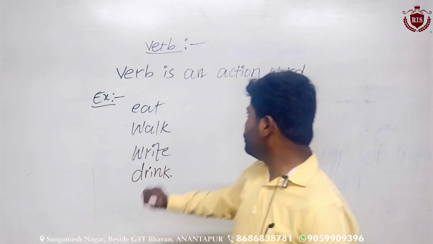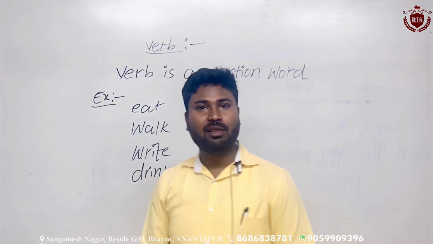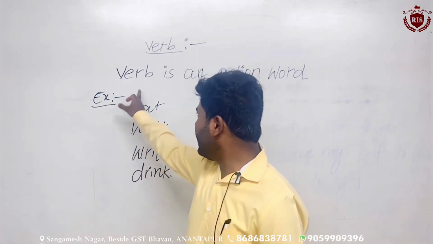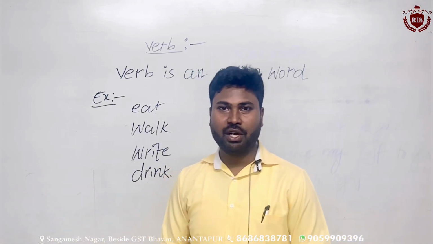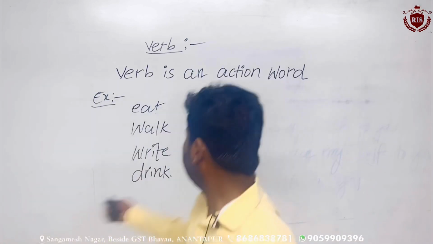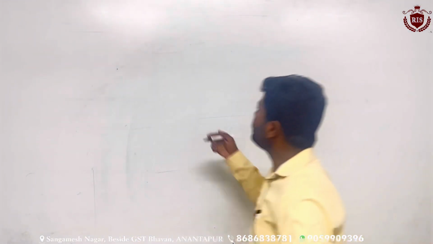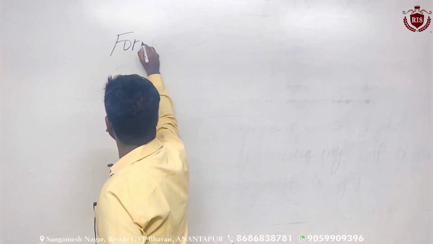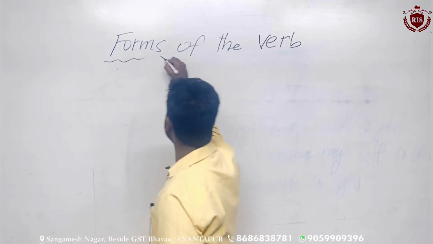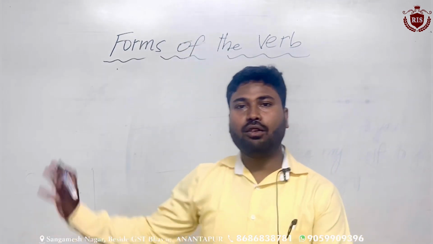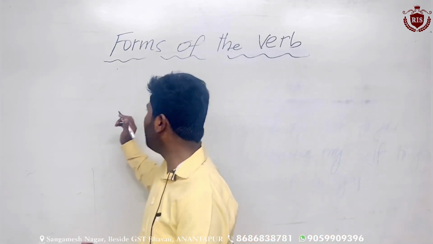Now I hope everyone has understood what a verb is, and you might have understood the examples. Now we must know how many forms of the verb we have in English. So let me write it here. We are going to learn the forms of the verb. How many forms of the verb do we have in English? We have only 4 forms of the verb.